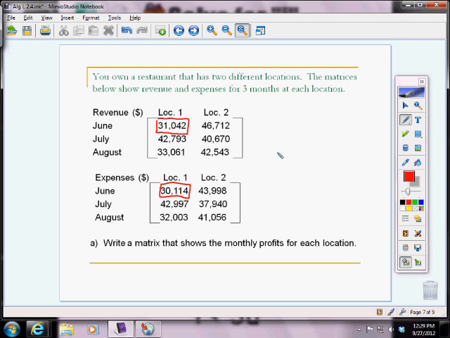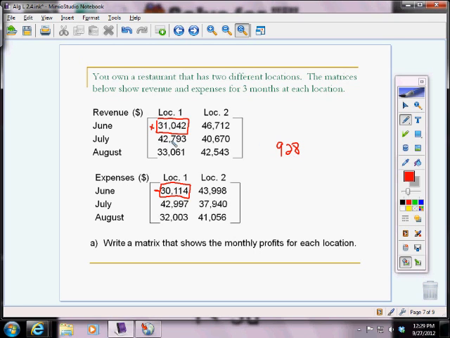Well, we got to think a little bit harder about this one. If it's a revenue, it's positive. But what happens when it's an expense? If it's an expense, that means it's coming out. So be careful when you're not just adding the entries together, but you're actually thinking about what they mean. So in this case, we're going to add 31,042 to a negative 30,114. And when you do that, you get 928.